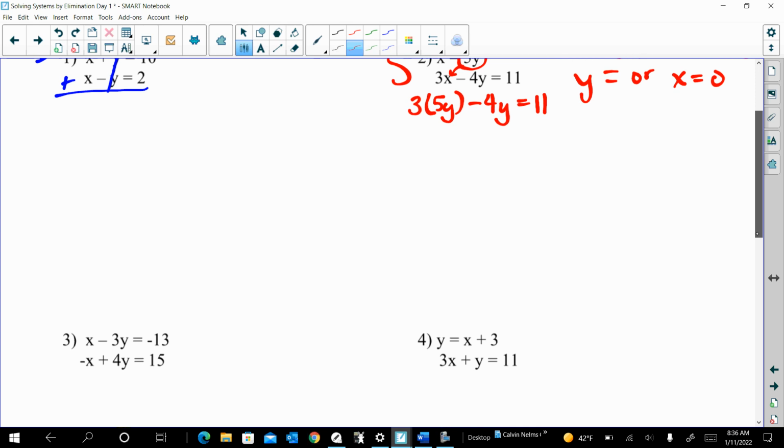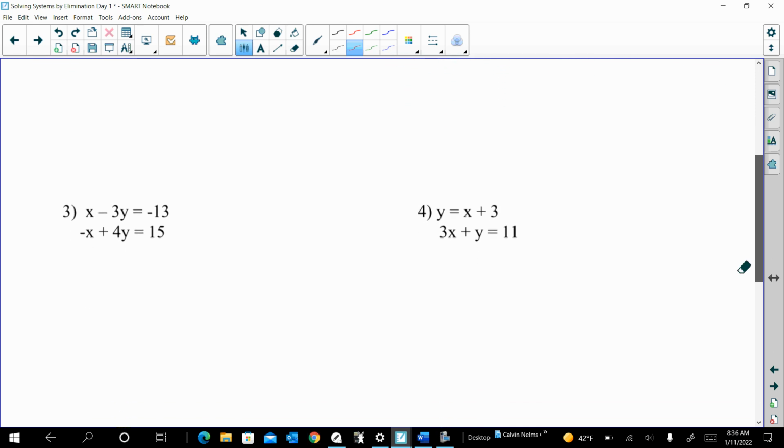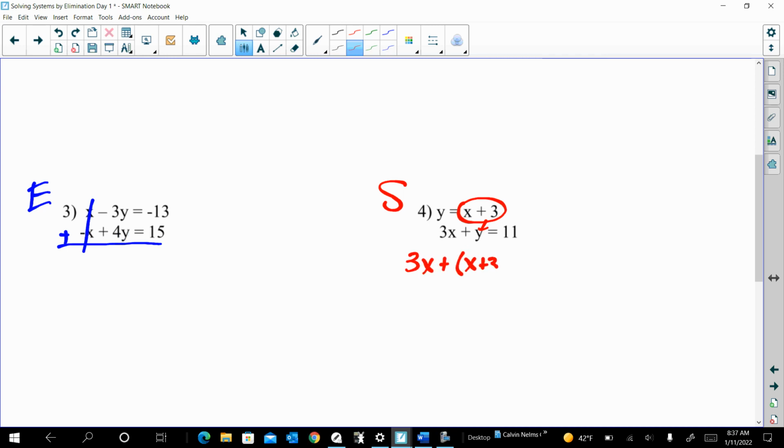Do we understand what we're kind of doing here? Picking the right method and then solving it using that method. Like number 3, which method do you think is the best? Yeah, 3 is an E again, elimination. See how if you add, your x terms will cancel because they're opposite. What about 4? 4 is a substitution because it's y equals x plus 3. So then you have to plug it in for the y: 3x plus parentheses x plus 3 equals 11. Are we okay on that?